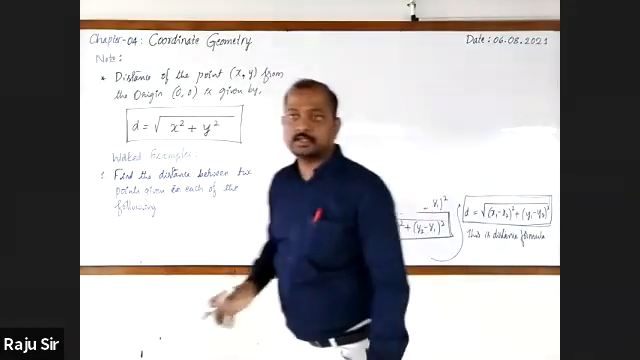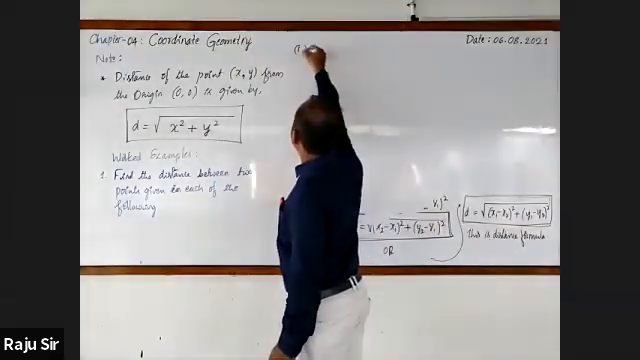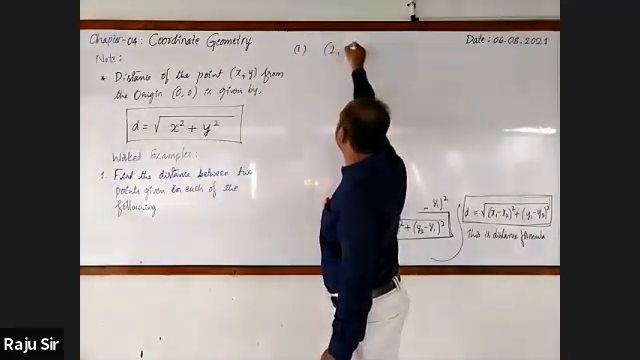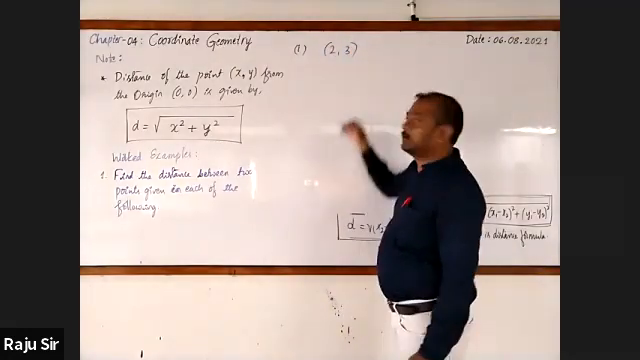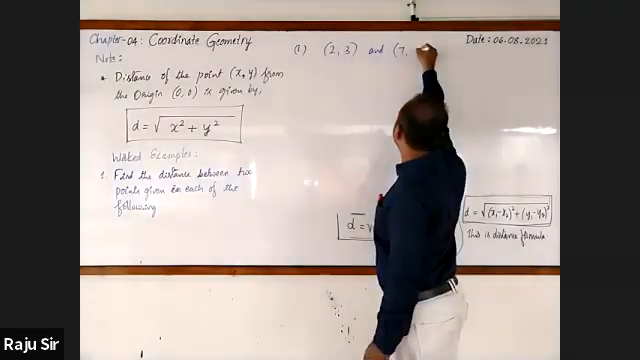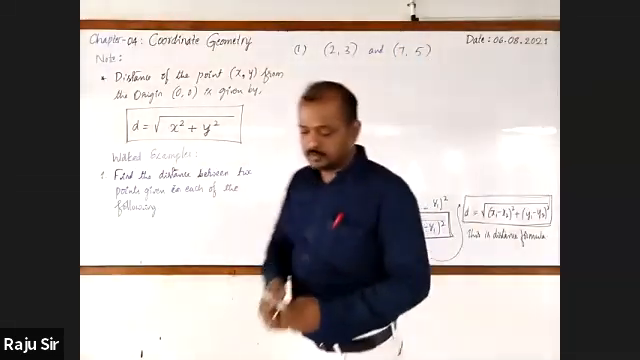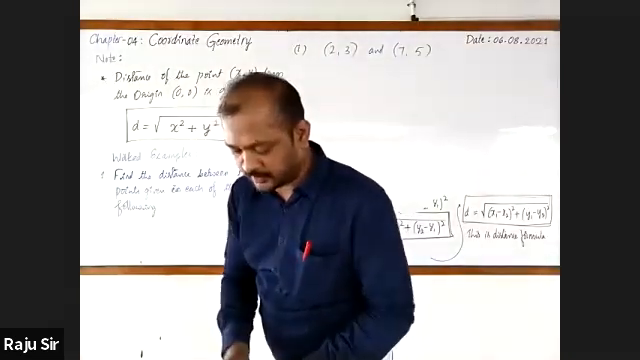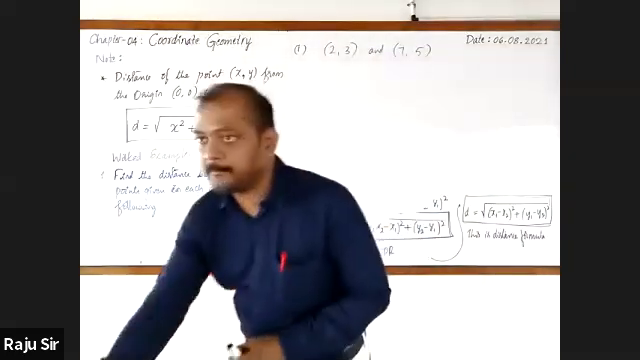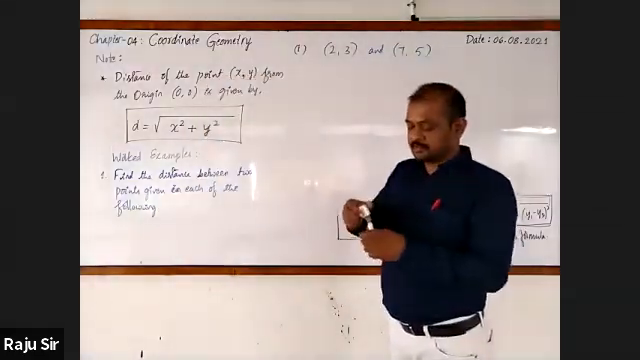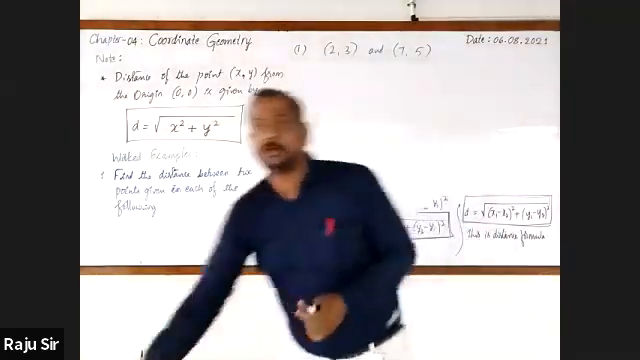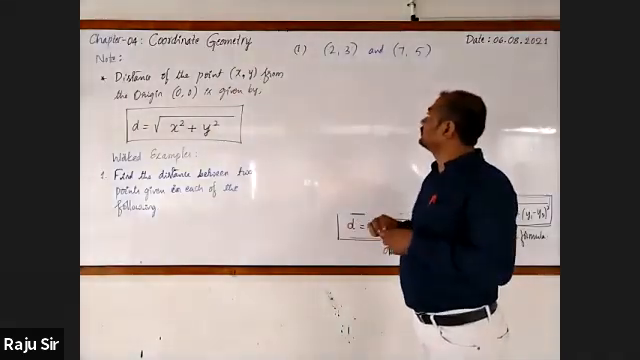In this, let us take very simple. First one, it is 2 comma 3 and 7 comma 5. Just observe it: 2 comma 3 and 7 comma 5.